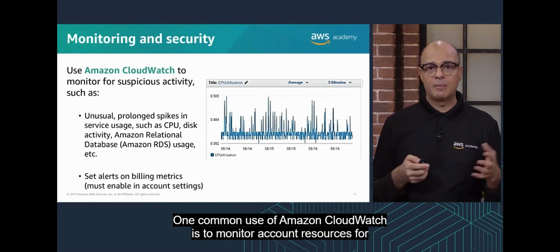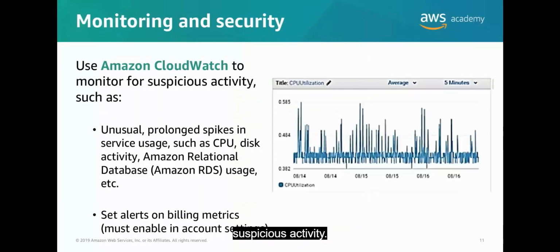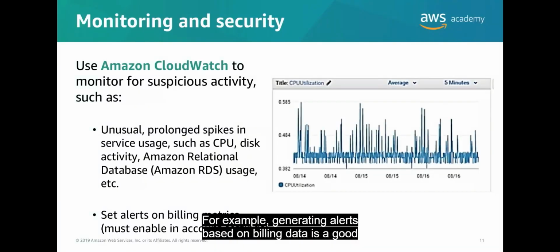One common use of Amazon CloudWatch is to monitor account resources for suspicious activity. For example, generating alerts based on billing data is a good way to detect potential security violations of your AWS account. Some customers learn that their credentials or their access keys were compromised only when they receive a bill for unexpected charges. To detect this proactively, you enable billing alerts in your account preferences. You then set CloudWatch alarms to alert you if estimated billing charges exceed a specified threshold.